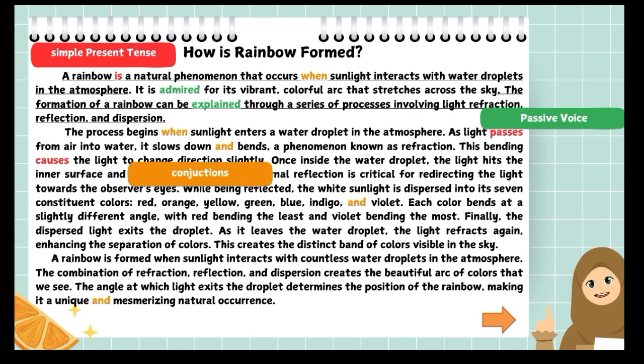And the last one is conjunctions, which use conjunctions like and. Well, after understanding the structure and language features of this explanatory text, it can be concluded that an explanatory text is a text that contains processes related to natural, social, geographical, or cultural phenomena that have occurred.